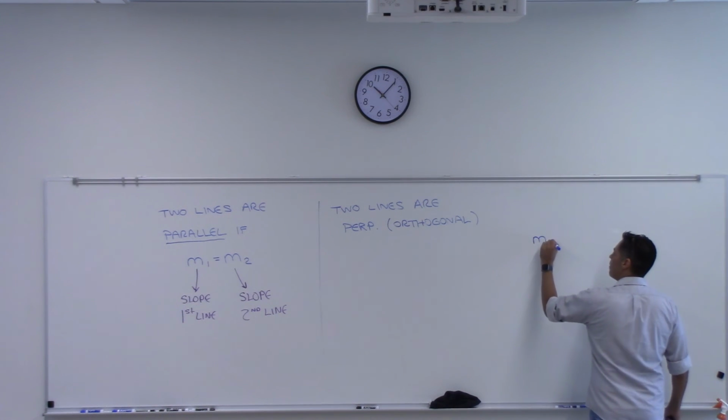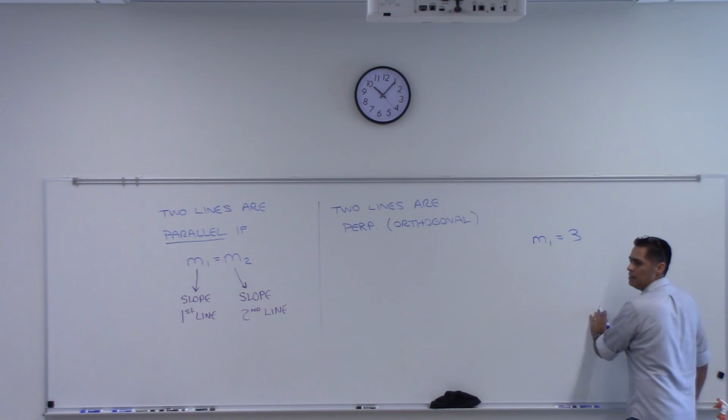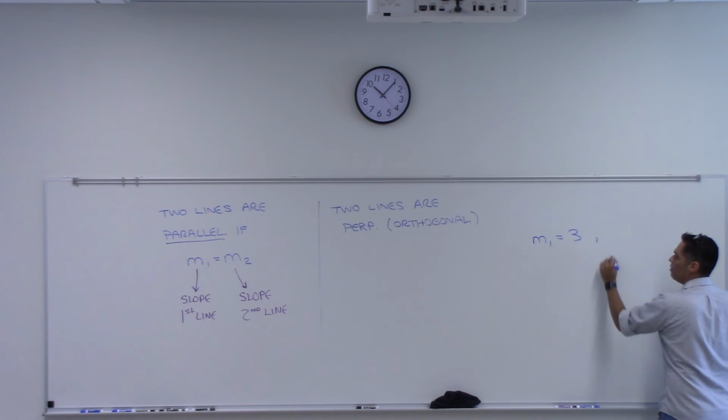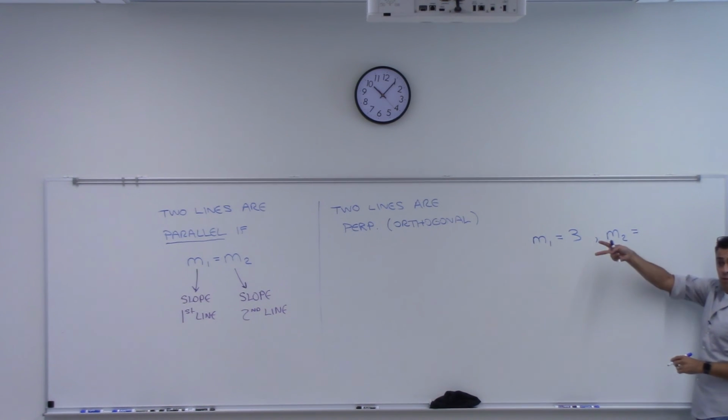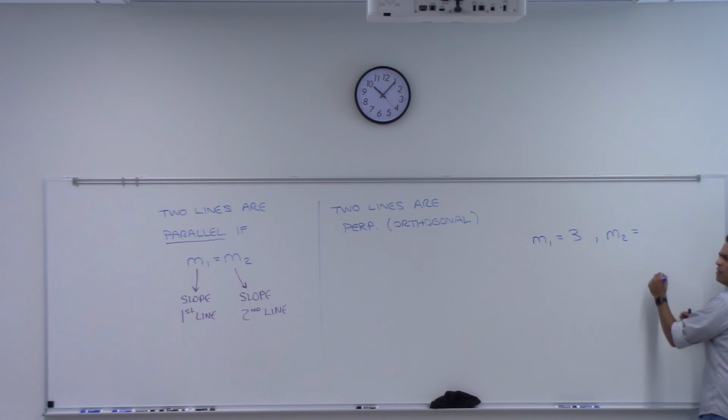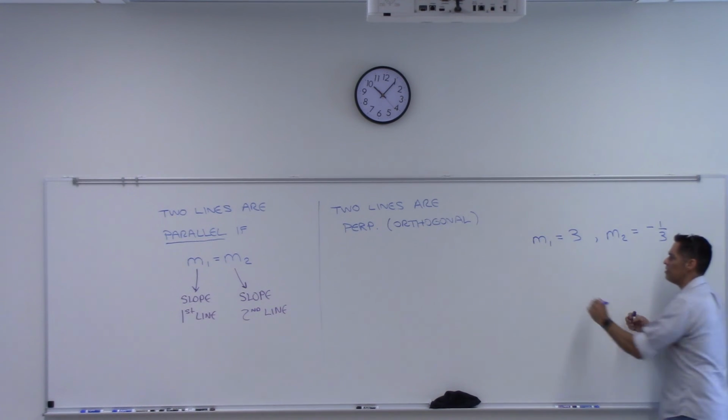If the slope of the first one, let's say, is 3, then to be orthogonal, the slope of the other line must be that number flipped over and change the sign. So what would it be? Negative 1/3. If these were the two slopes of the lines that we were given, these would be orthogonal. All right?